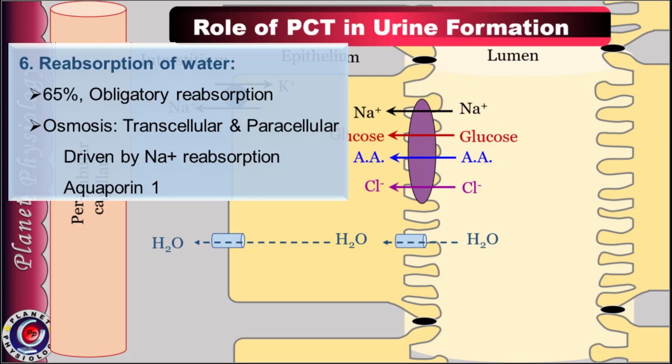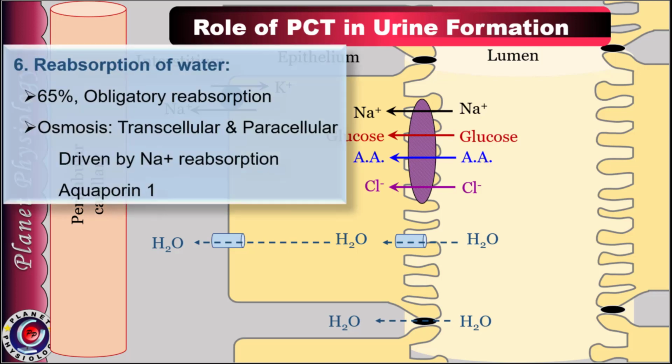They allow rapid movement of water along the osmotic gradient. This water reabsorption is obligatory. That is, even in absence of any hormonal influence, PCT reabsorbs 65% of the filtered water load. Since solutes and water are reabsorbed in the same proportion, that is 65%, osmolarity of the filtrate remains the same as that of plasma, which is 300 milliosmoles per liter.